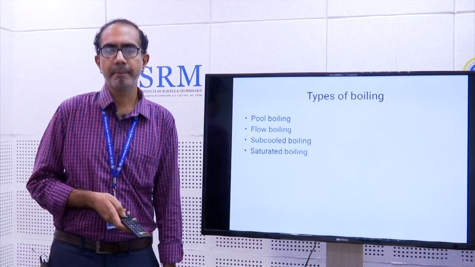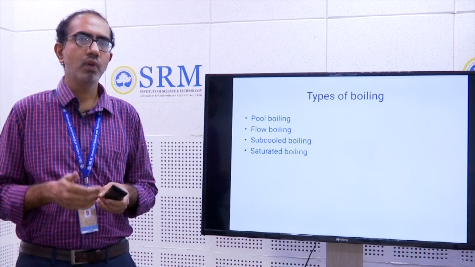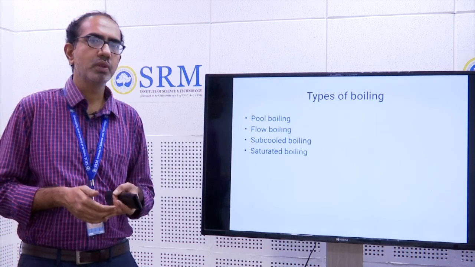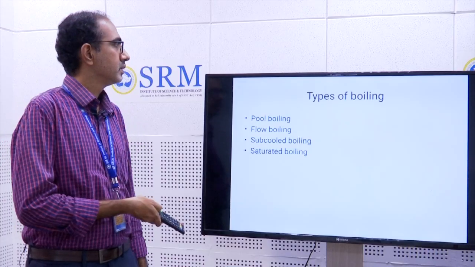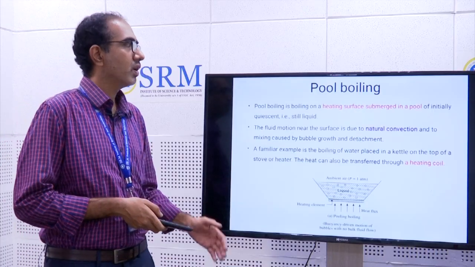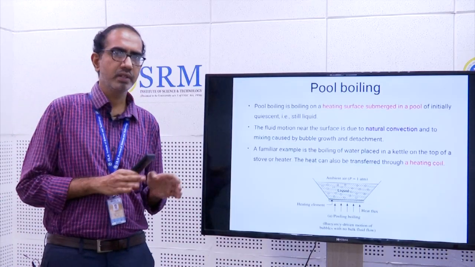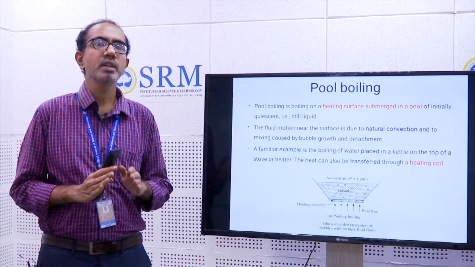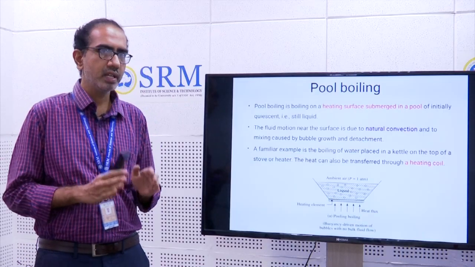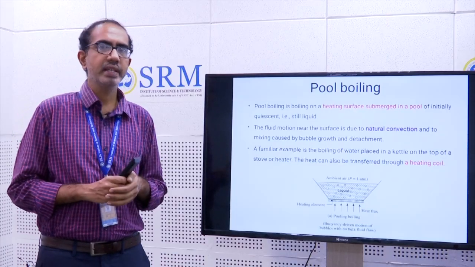Types of boiling. There are 4 types of boiling. One is pool boiling, second is flow boiling, third is subcooled boiling, and last is saturated boiling. Pool boiling. In pool boiling, it's similar to a natural convection phenomenon. In pool boiling, the water will be in a quiescent state, that is, in a very calm state, and heat is constantly supplied.